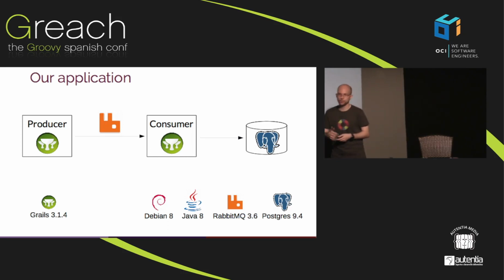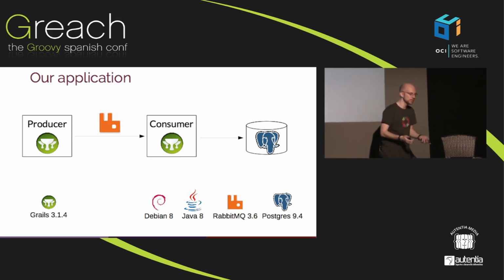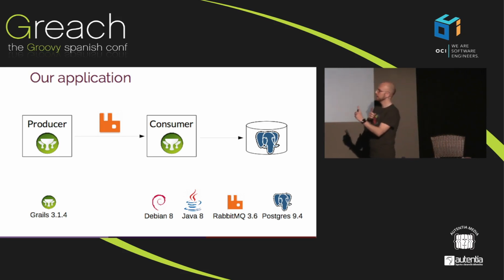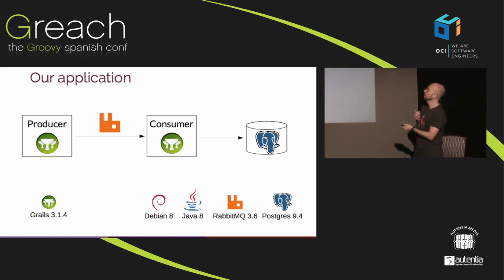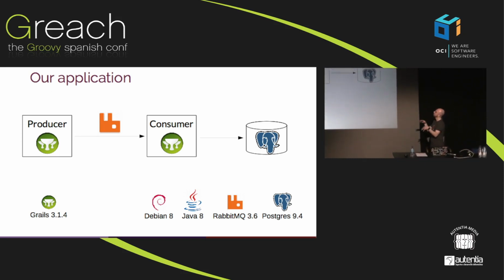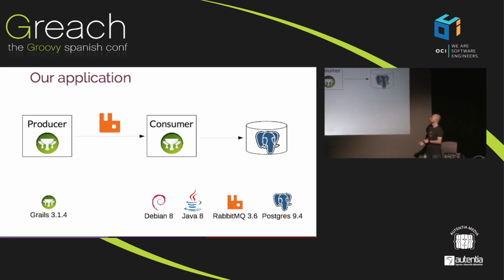So I have a producer that will create some messages. I have a consumer that will receive those messages, using RabbitMQ, and the consumer will reverse this string and store it on a Postgres database. So it's very simple, but we have 4 different components, four moving parts that we need to configure. We need to be sure that they all talk to each other. So it's pretty simple, but it's not that simple. It's not just a scaffolding app.